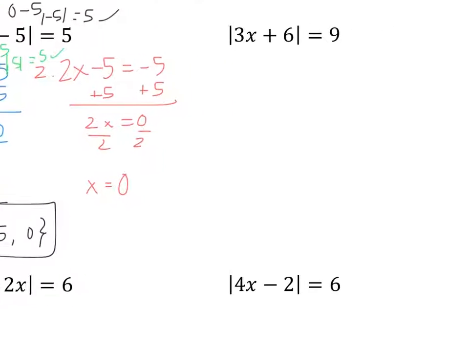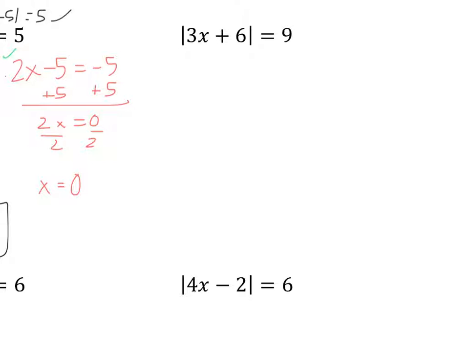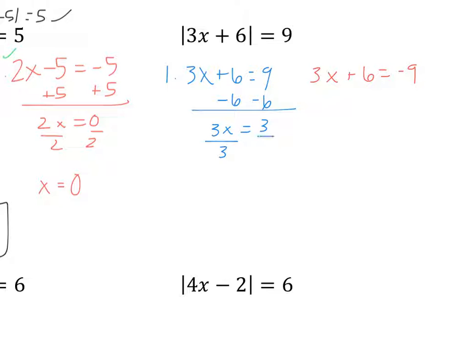Okay, let's continue again. With absolute value, we always need to set up two cases. So the first one is as we see it. And then the second case is the same, but then we flip the 9 to a negative 9. And now I'm going to solve both of these equations. So 3x equals 3. Last move would be to divide by 3.